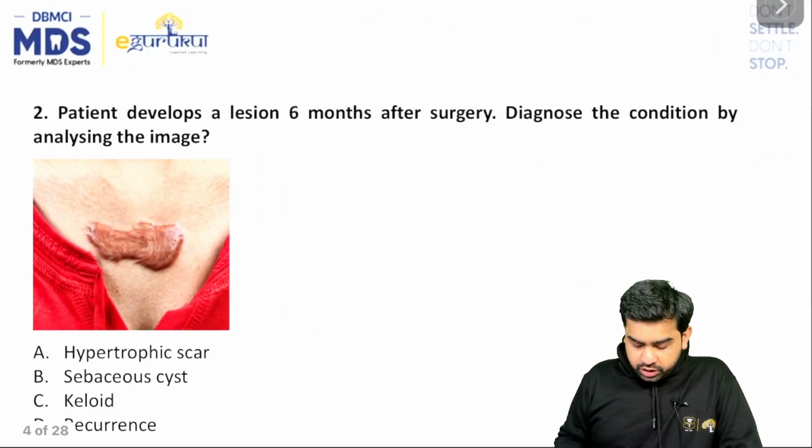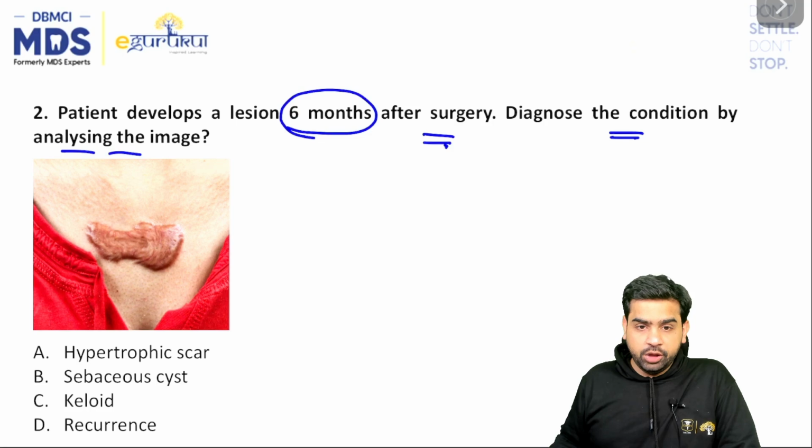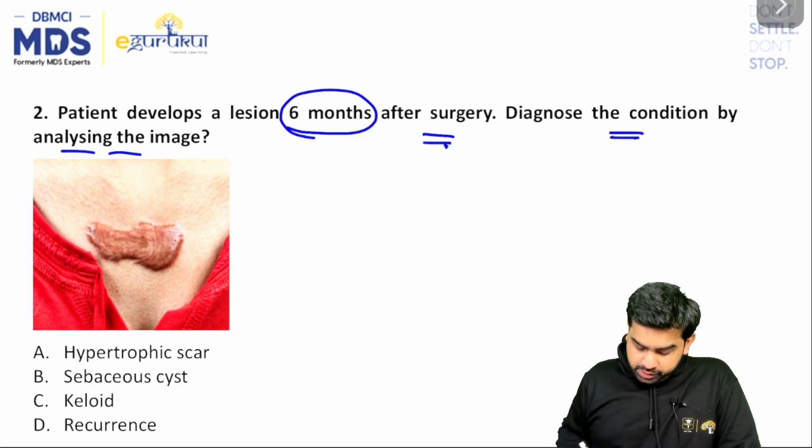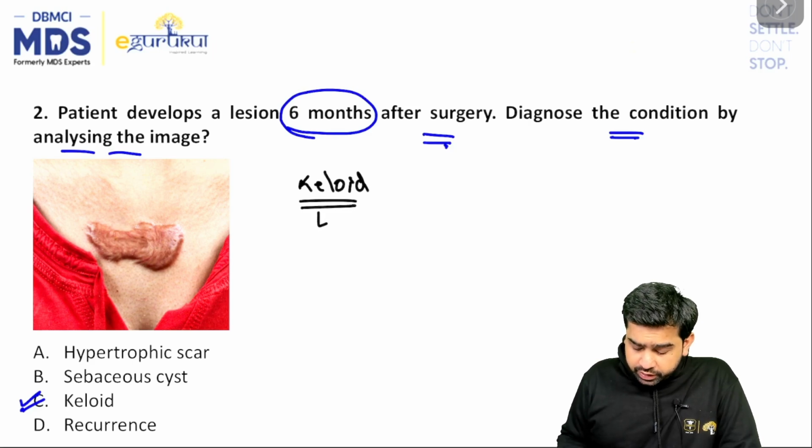Now the next question they ask you is that the patient develops a lesion 6 months after the surgery. The diagnosis of this condition, analyzing the image. What is this image trying to show you? This image is showing you that the patient is suffering from a keloid. Now what is a keloid? A keloid is a condition where there is an abnormality of scar maturation.